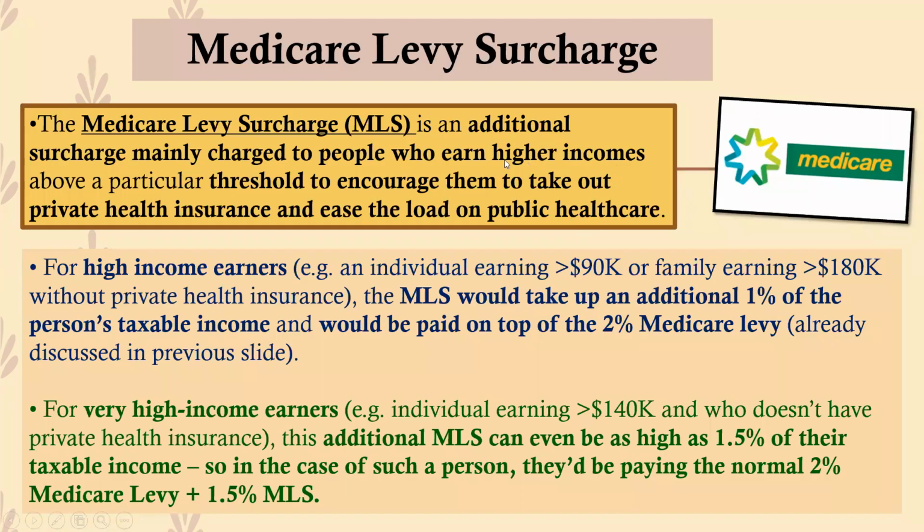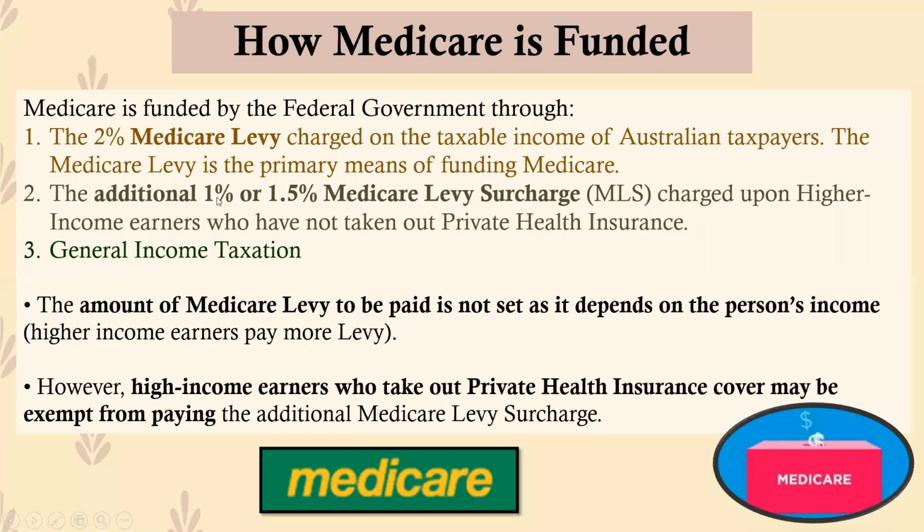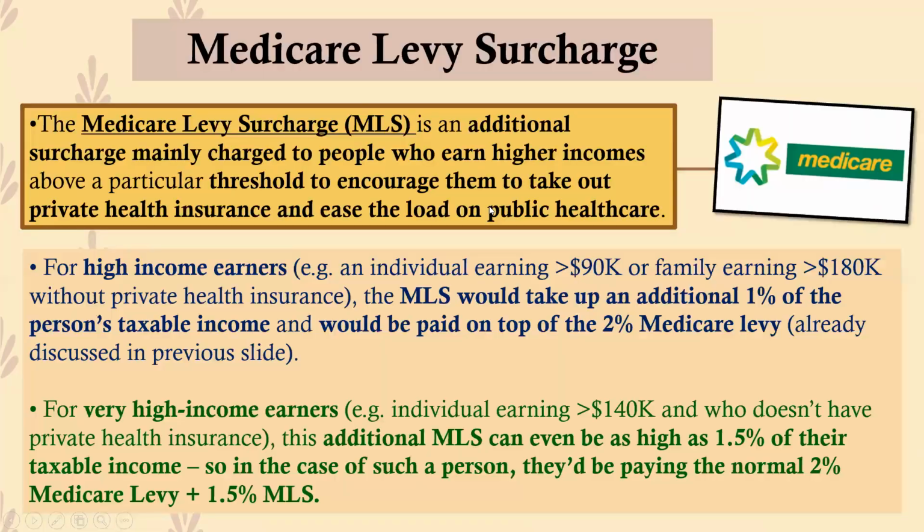So the Medicare levy surcharge, aka the second point here, the additional 1 or 1.5% that high income earners have to pay, is only charged to people who earn higher incomes above a specific threshold. Okay, to encourage those people to take out private health insurance to ease the load on public health care. So that's the basic idea there.